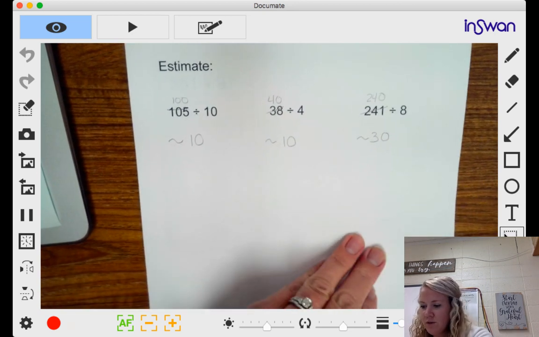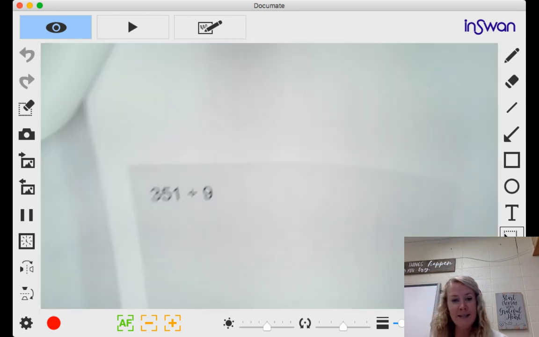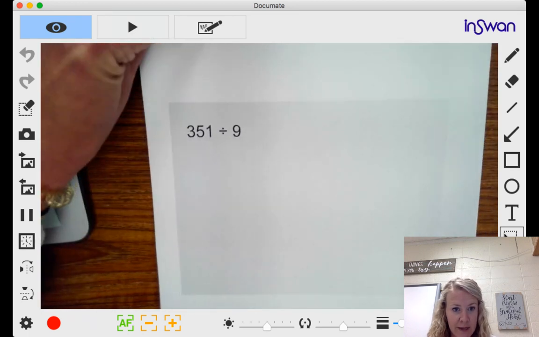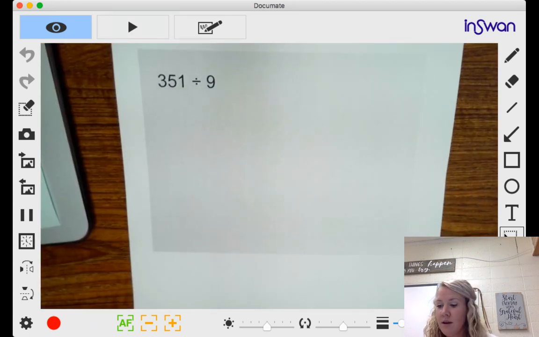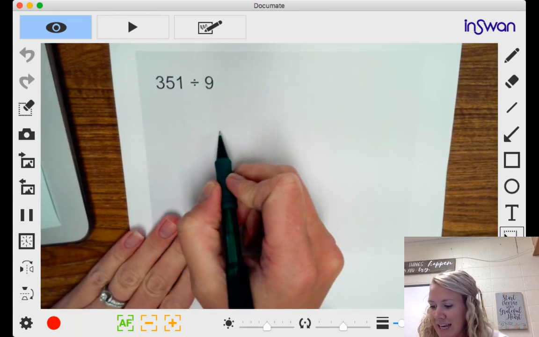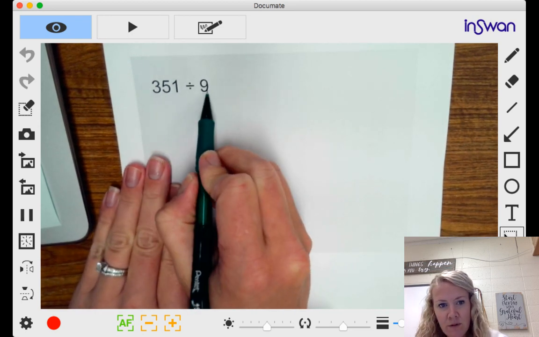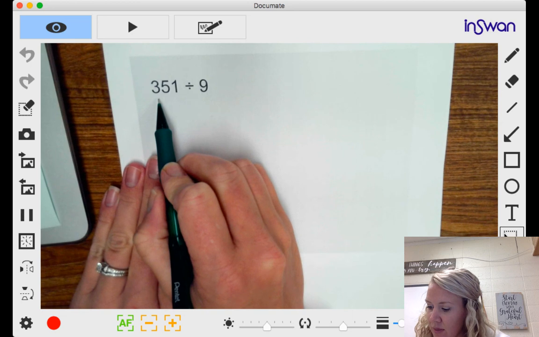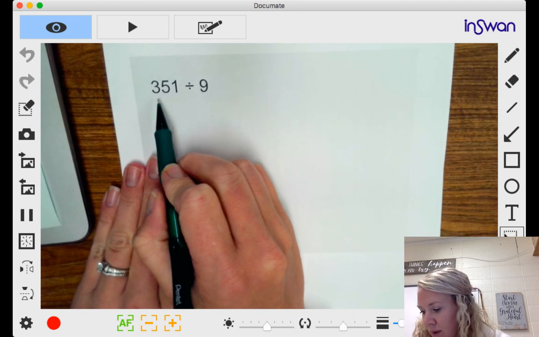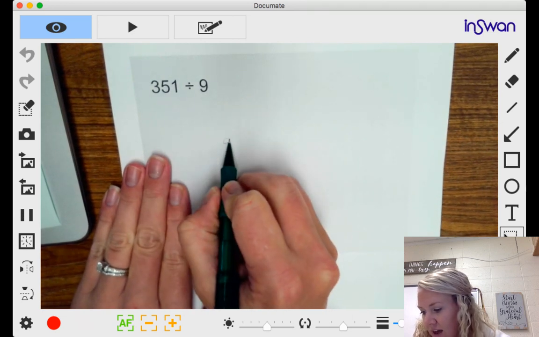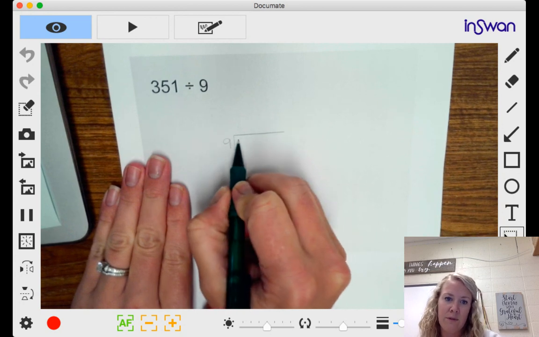Let's dive into actually finding the answer, not doing any rounding, and seeing our division skills. So we're going to use long division is what it's traditionally called. If I want to see how many 9s are in 351, that's what division means. So 351 divided by 9. That means I want to put the 9 outside my bracket because I want to see how many fit into 351.